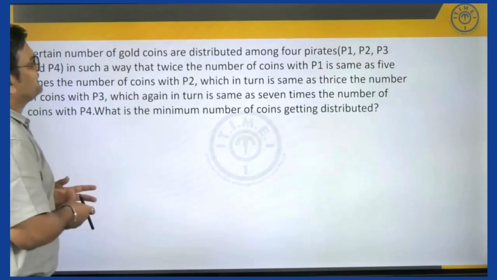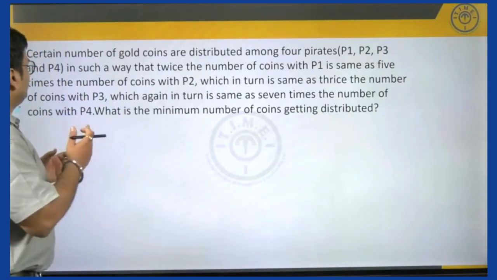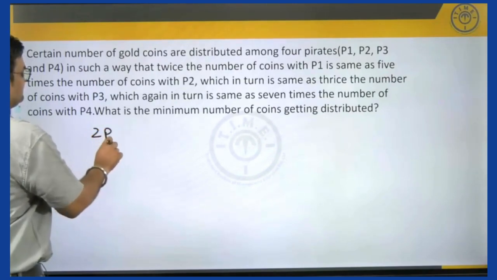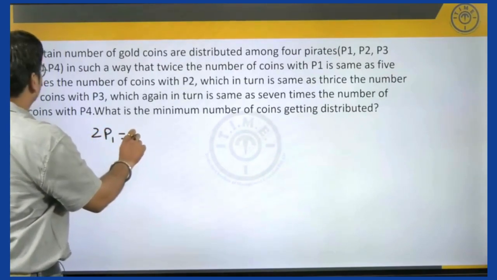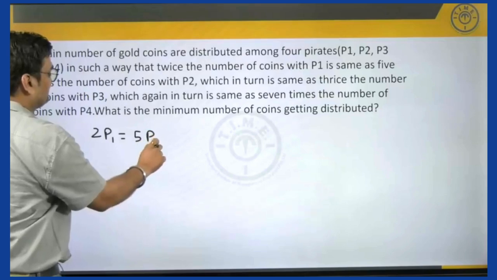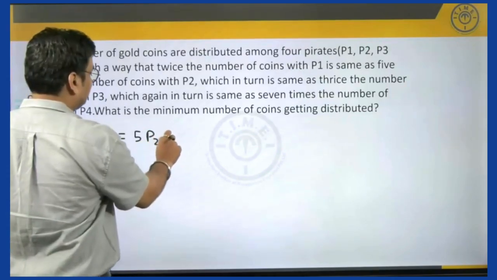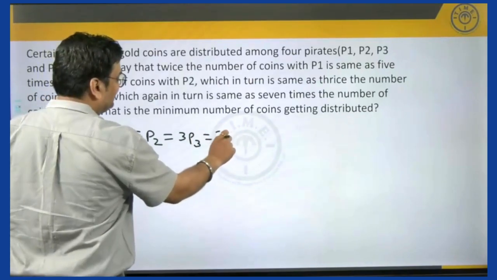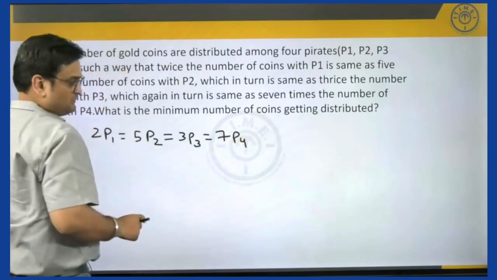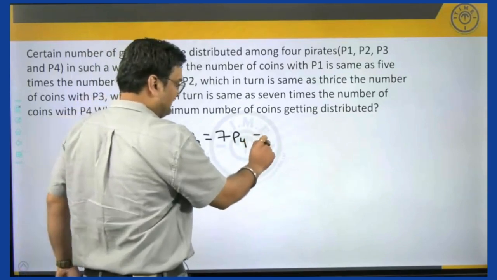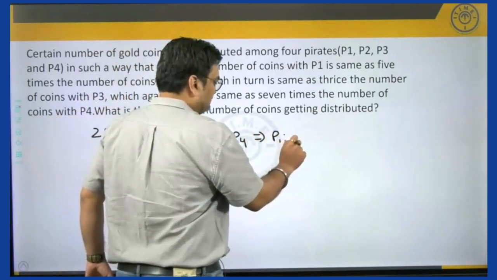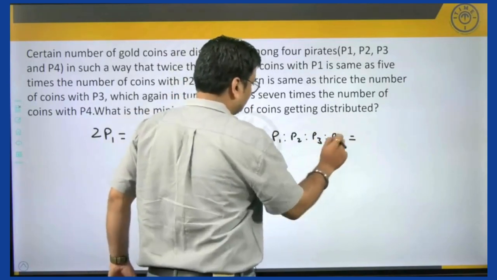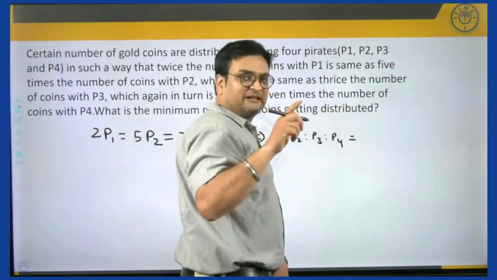Certain number of gold coins are distributed among 4 pirates, P1 to P4, in such a way that twice the number of coins with P1 is same as 5 times the number of coins with P2, which in turn is same as thrice with P3, which again is same as 7 times with P4. So we have an equation of this form. Then directly can we say P1, P2, P3, P4, the ratio will be nothing but reciprocal of respective coefficients.